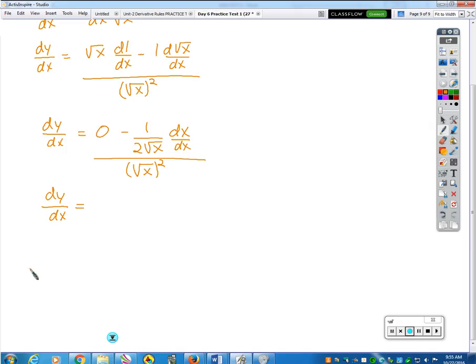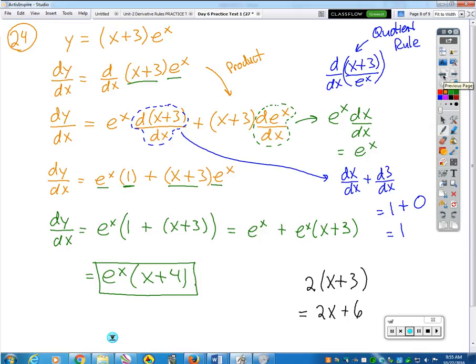Why is d1 over dx 0, but like the problem we did before, d3 over dx is 1? Look back for a second. Good question. Right here, we split it up using the addition property: dx over dx plus d3 over dx. The d3 was 0. Yes, the derivative of any constant is 0.